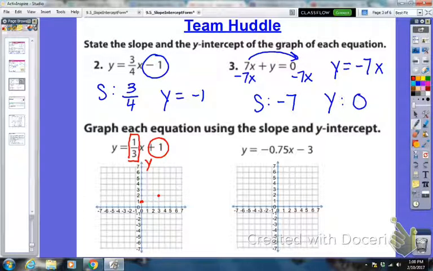And continue the pattern, so rise 1, run 3. And I could reverse those. I could go down 1, left 3. So your line looks like this.